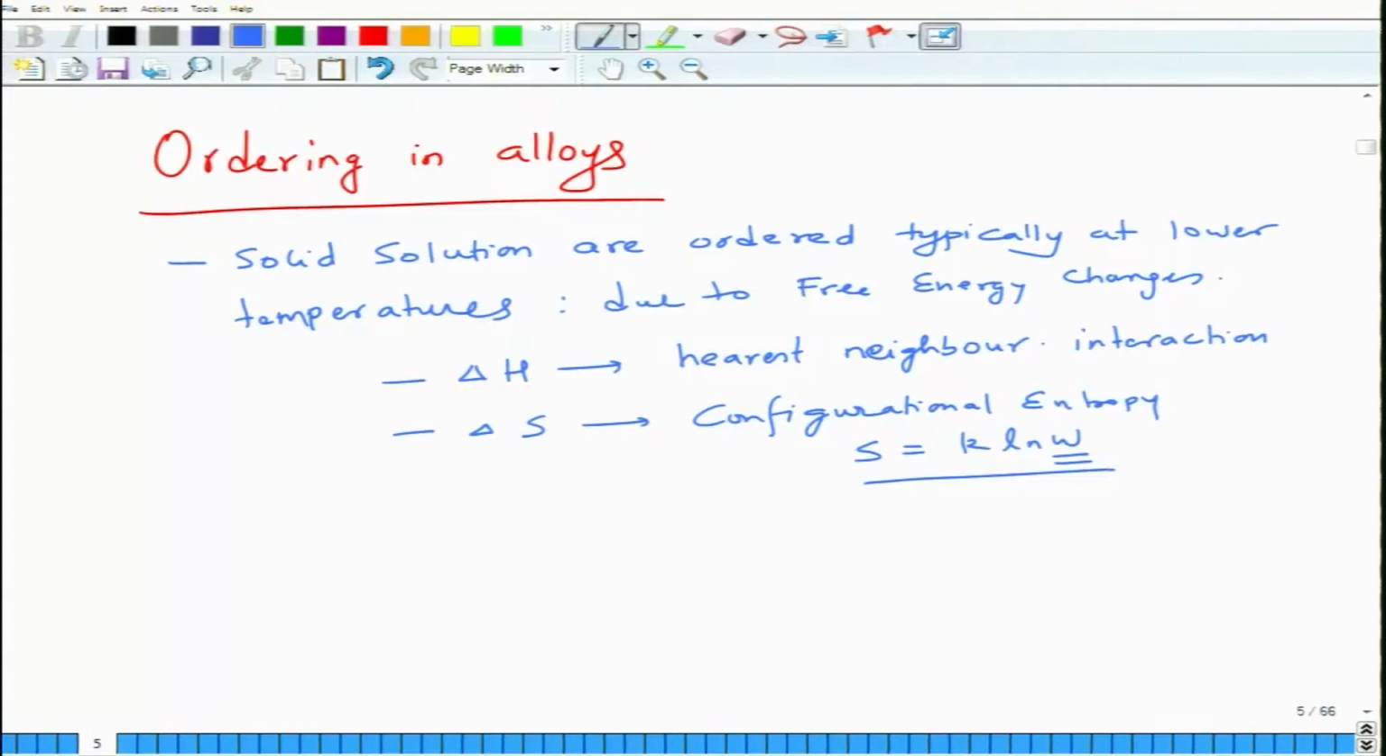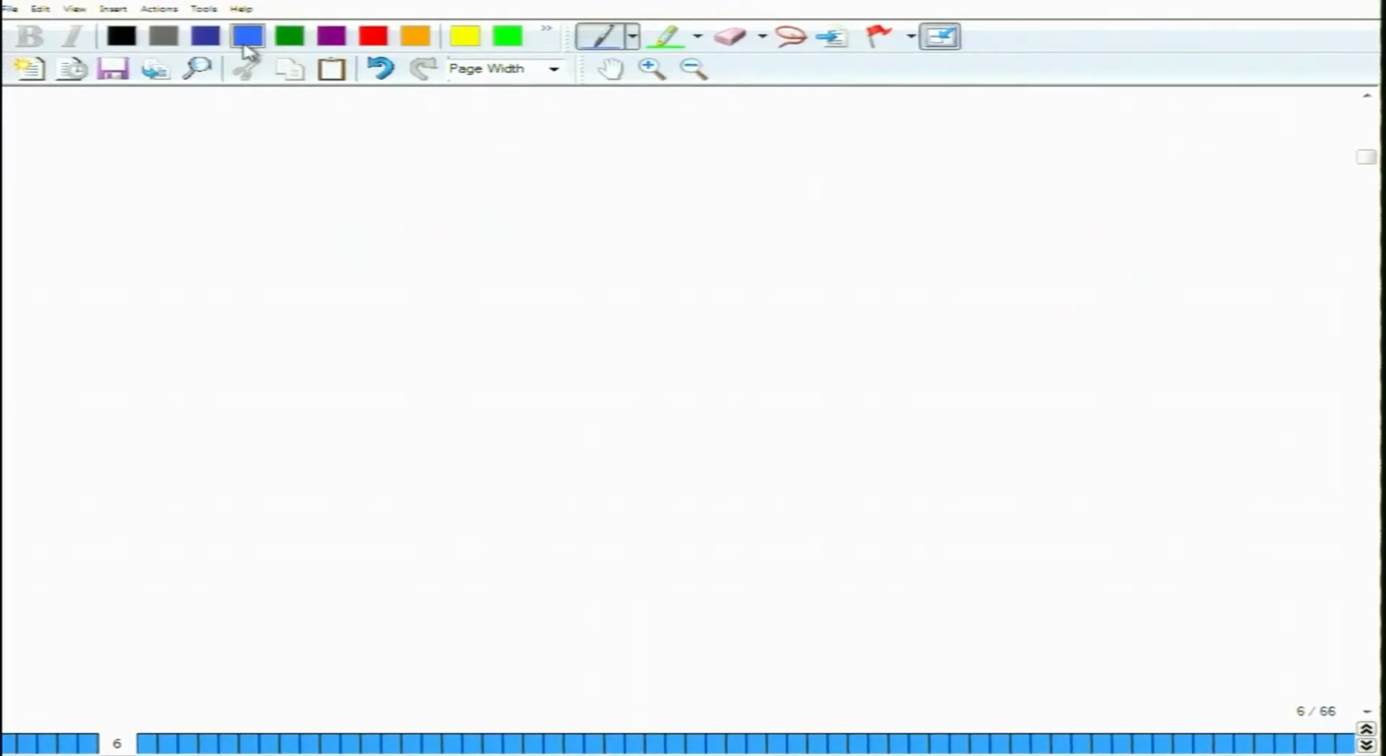So after that you do delta G is equal to delta H minus T delta S. So at a fixed temperature, work out what is free energy, and at a given temperature whether you will have a disordered structure or ordered structure will be determined by minimization of free energy at a given temperature. Usually at high temperatures, random arrangements are preferred.